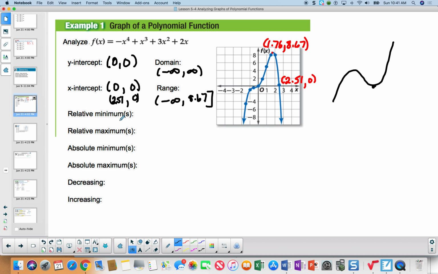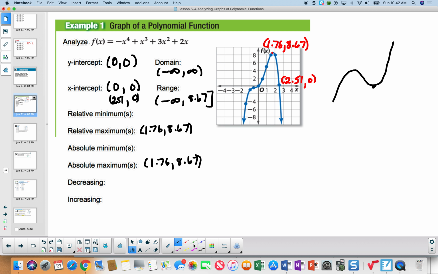Now let's talk about relative minimum. In this picture, we don't have a relative minimum. It would have to look something like this. It would have to be the smallest value in the neighborhood, and we don't have that. We do have a relative maximum over here. We have the highest point in this region right here. So we're going to write that down, the point 1.76, 8.67. This also happens to be the absolute max. In other words, there's no other y value that's larger. So it plays two roles here.